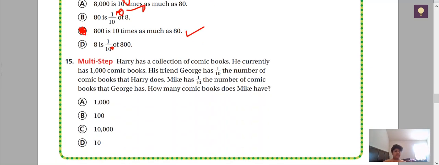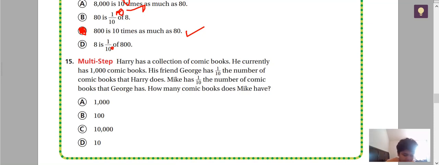And now we have multi-step problems. Multi-step problems usually involve using 2 steps instead of 1 step. Pause the video right now and try to answer number 15. Did you solve it? Alright, let's do this. Harry has a collection of comic books. He currently has 1,000 comic books. His friend George has 1/10 of the number of comic books that Harry does. And Mike has 1/10 of the comic books that George has. How many comic books does Mike have?